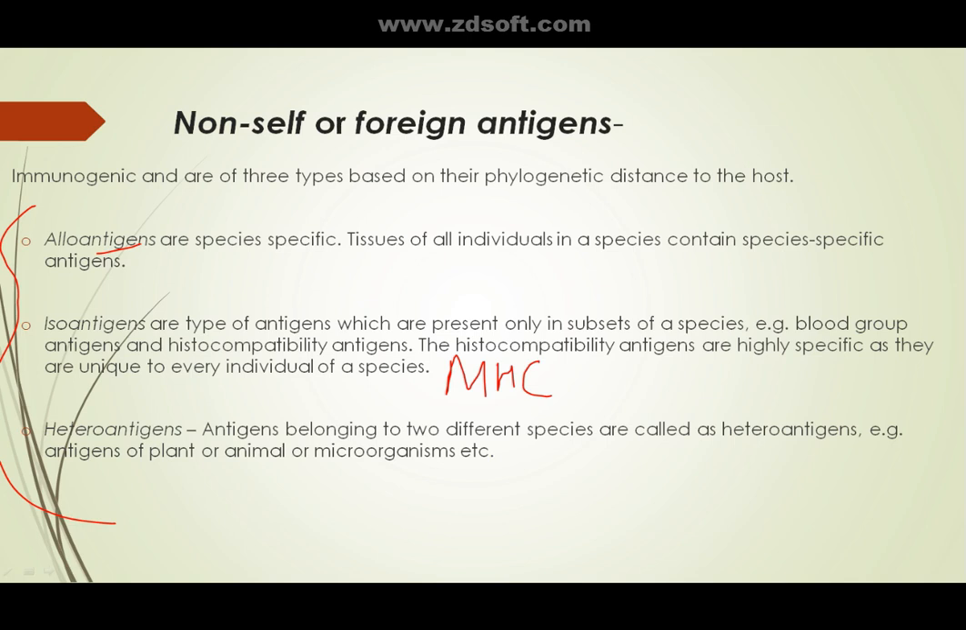Then what are heteroantigens? These are antigens belonging to two different species. Examples are antigens of plants, animals or microorganisms. So you can see that we are completely different. A plant, an animal or a microorganism does not have much similarity with us. Such antigens are called heteroantigens.